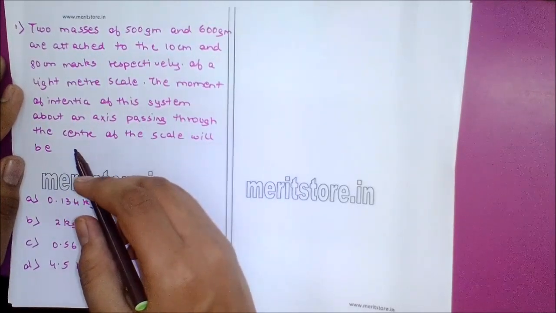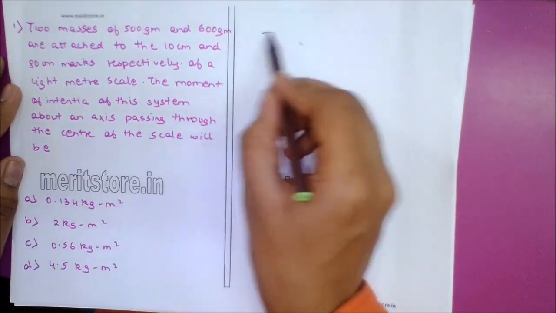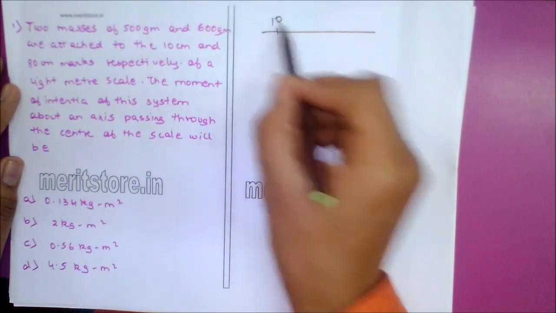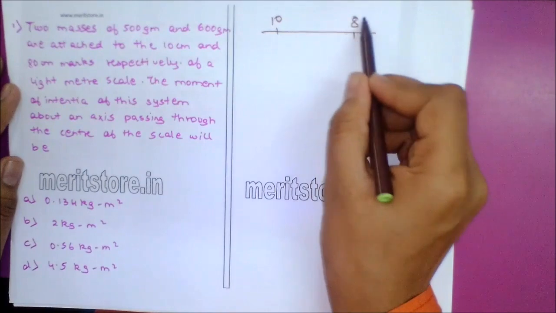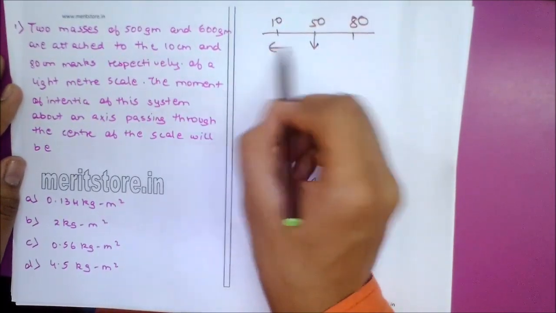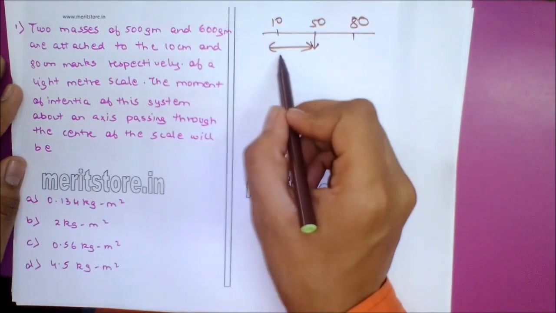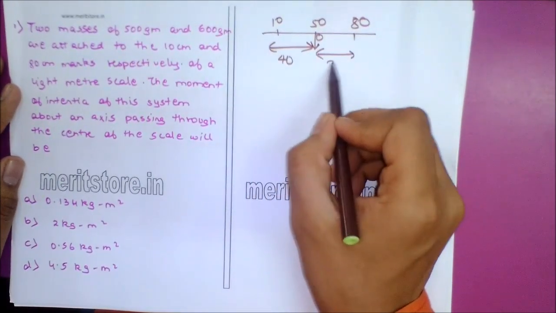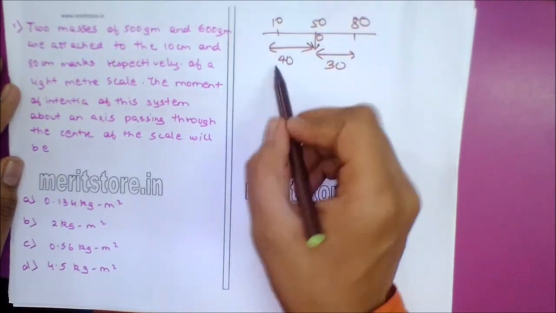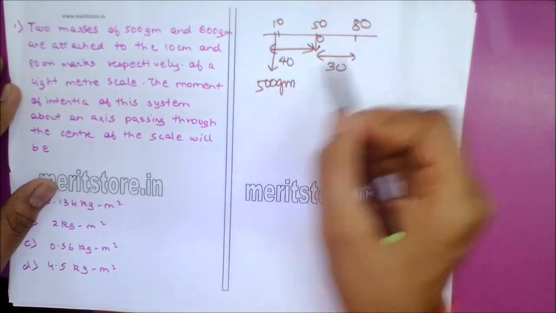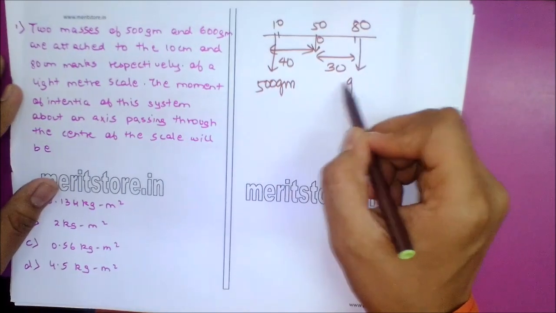Now to calculate this, we know if we consider this to be a scale, values given are 10, 80, 50. Distance from 10 to 50 is 40, 50 to 80 is 30. Here we have 500 gram, here we have 600 gram.